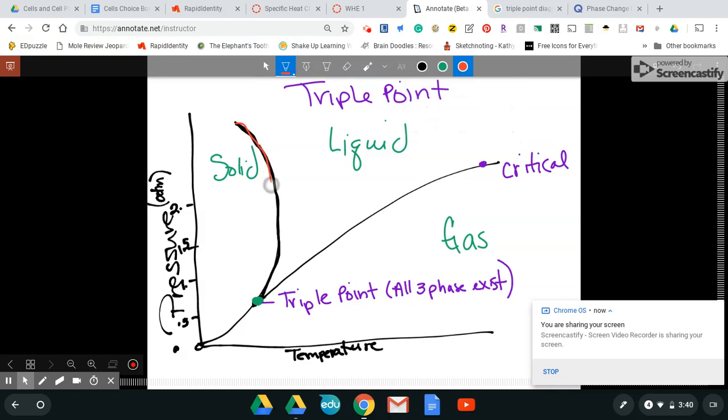So this line right here, this is a line of equilibrium between the solid and the liquid phase. So just like we did on that phase change, if I go this way, I'm going to melt. If I go this way, I'm going to freeze. Okay.